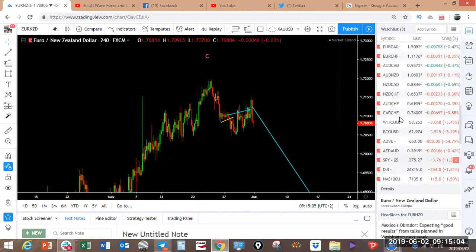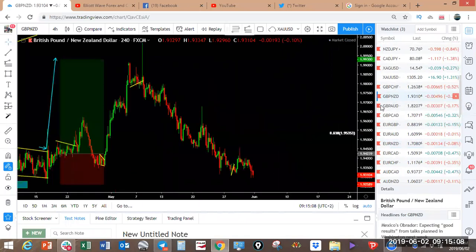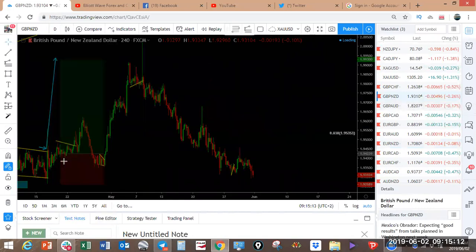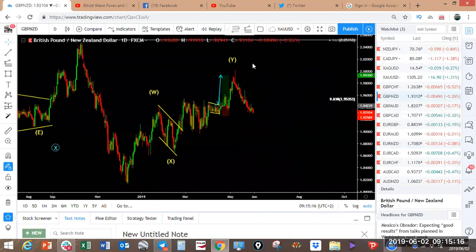well. It's got a similar structure. We'll look at a few here. Pound New Zealand, let's look at all the pound pairs. Let's look at the daily here on the pound pairs. We're just looking at the trade setups now. We haven't really started with the analysis. We're going to go into detail of this.